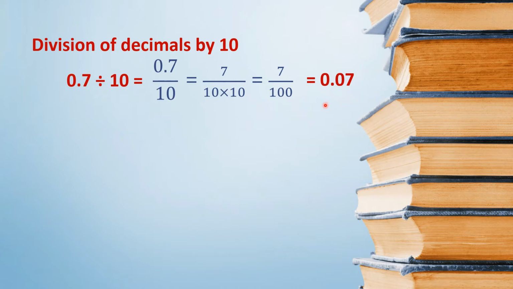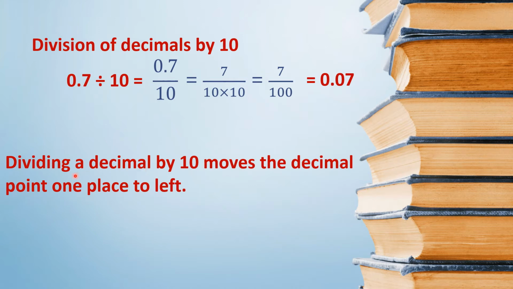I have already told you about this process, how to convert a fraction into decimals. If you have any doubt, then go through the video on fractions and decimal numbers. Now we can say that 0.07 here was 0.7. It means dividing a decimal by 10 moves the decimal point one place to the left. So we can do it directly also. How? Let us see one question.